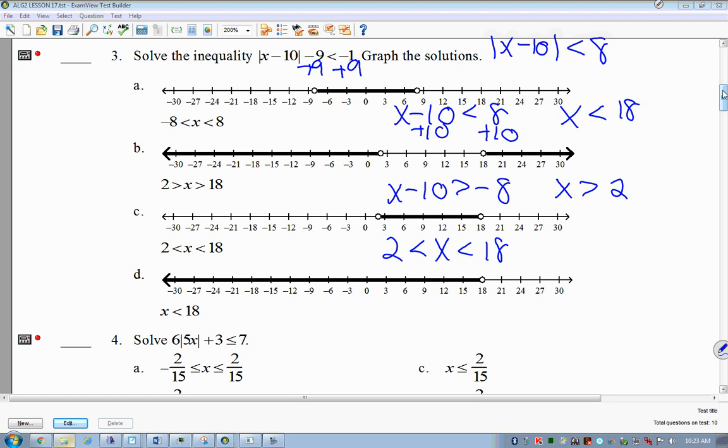Okay, are these going to be open circles or closed circles? Open, they're going to occur at 2 and 18. Okay. Is it going to be a conjunction or a disjunction? Are they going to go together or away from each other? Conjunction, because, all right, I've got my open 18, I've got my open 2. It's less than 18, but it's greater than 2, so I'm looking like that right there.